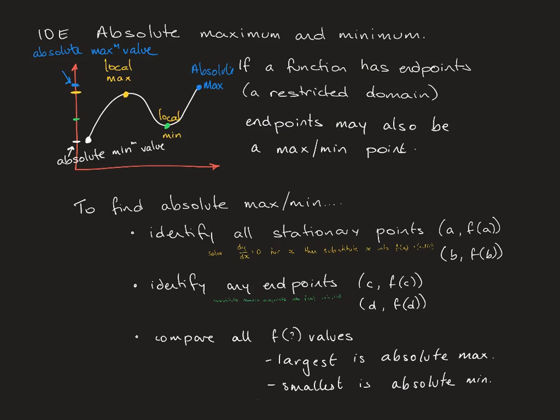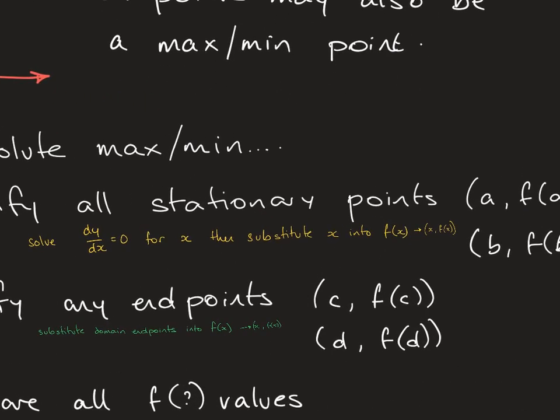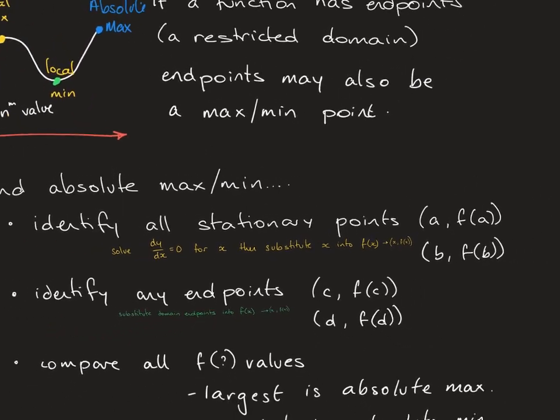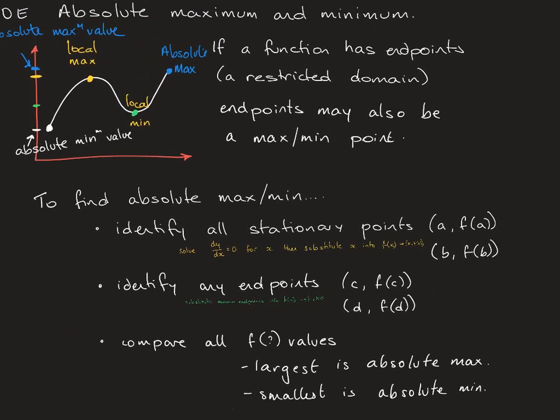So if a function has endpoints, so it has a restricted domain, the endpoints, as in this case here, may also be a maximum or a minimum point. So to find an absolute maximum or an absolute minimum, you need to identify all stationary points. So you need to solve dy/dx equal to 0, then substitute into f of x to find the coordinates of your stationary points here.